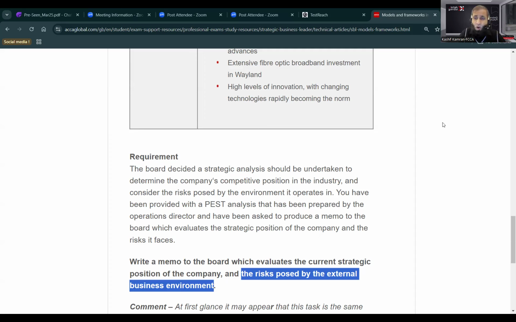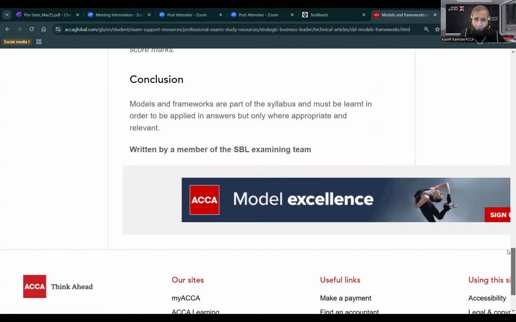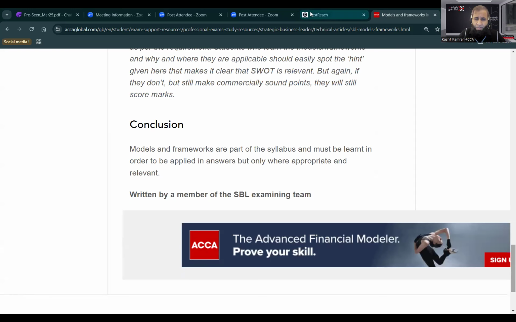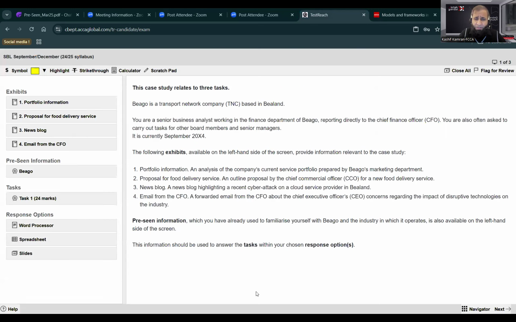Okay, now let's go on further. Can you see the practice platform in front of your screen, all of you? Now we're looking into the September-December 24 paper. Just take an example more broadly here. We're looking into models and frameworks in SBL, when to use, when not to use. Okay, let's go down.